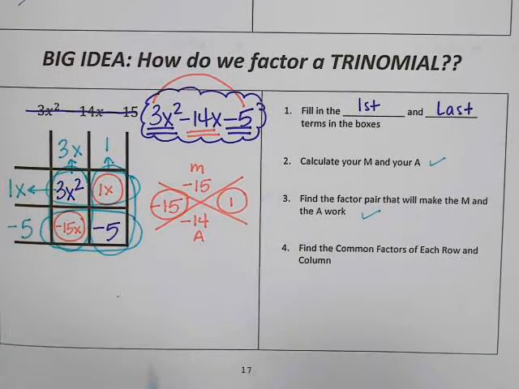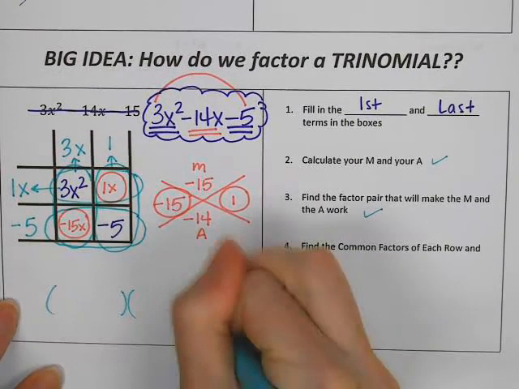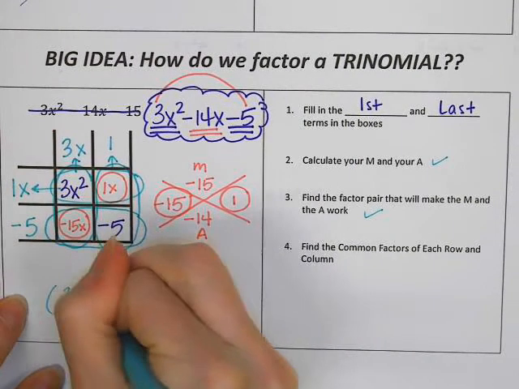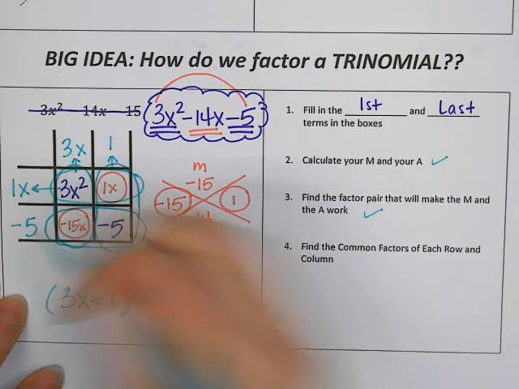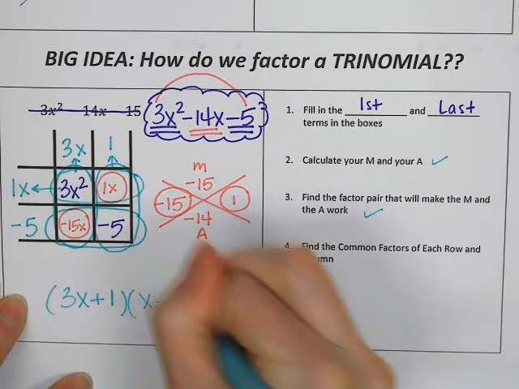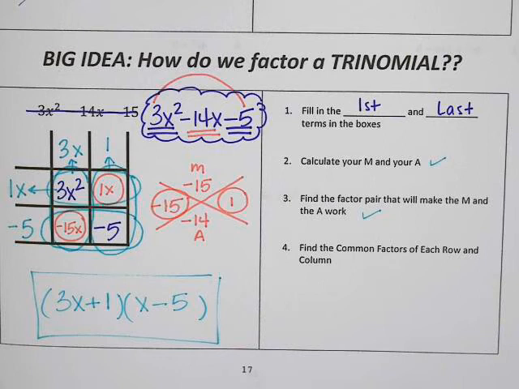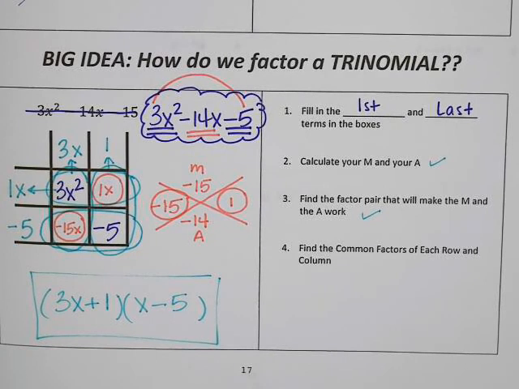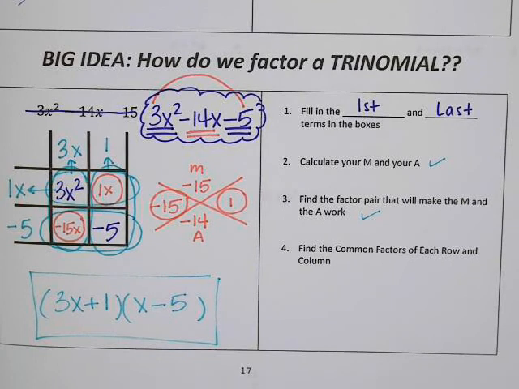And then if you put those together, that's the answer. It's 3x plus 1 times 1x minus 5. All right, this is one way to factor trinomials. I will show you guys more ways too if you don't like this method, but to be honest, they're not really any easier. All right, let's try some more kind of different types.